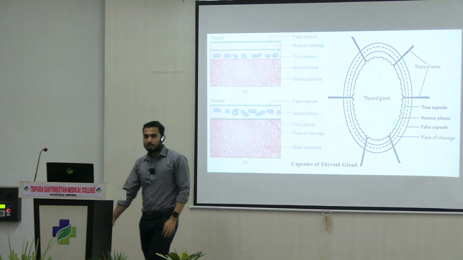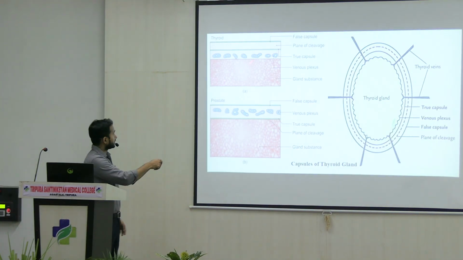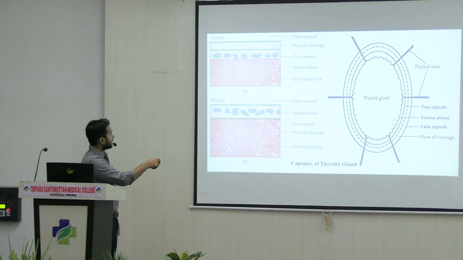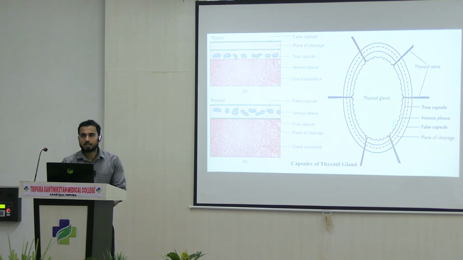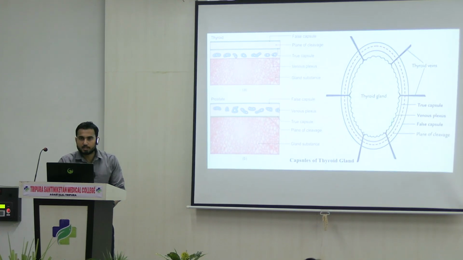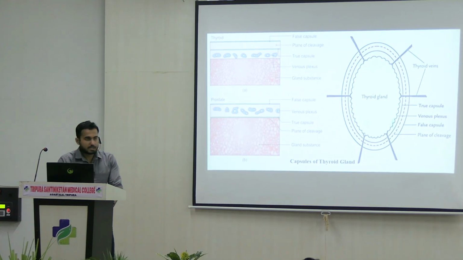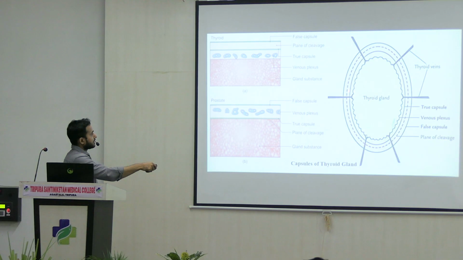Next, another diagram is placed over here. Now, this is the thyroid gland with its capsules, and here you can see the capsule of the prostate gland. What is the difference? That's why in the beginning I asked you. Can you see the difference? Please concentrate on this diagram. This is the thyroid one which I have explained over here. Now this is the prostate.